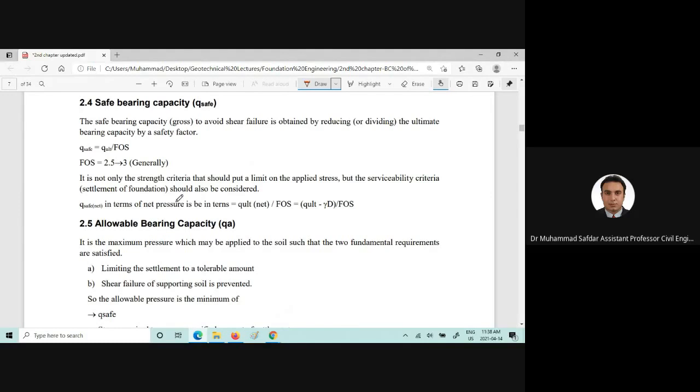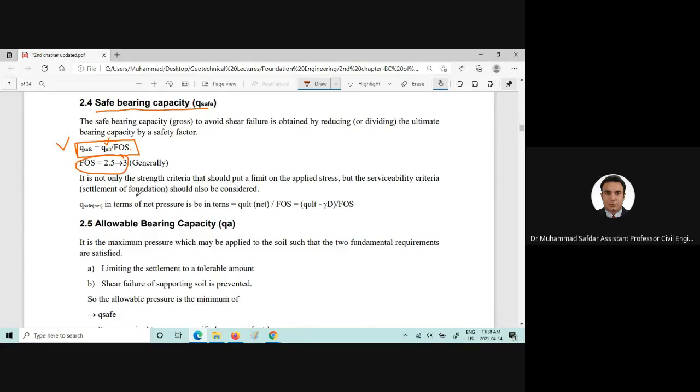Okay, now there is a safe bearing capacity, and this is the equation which you need to note down, which will be used in solving examples and problems. Now we need to divide the ultimate bearing capacity by a certain factor of safety, and we had a discussion related to the factor of safety, why we apply a factor of safety in designing the foundation, in the previous introductory lecture.